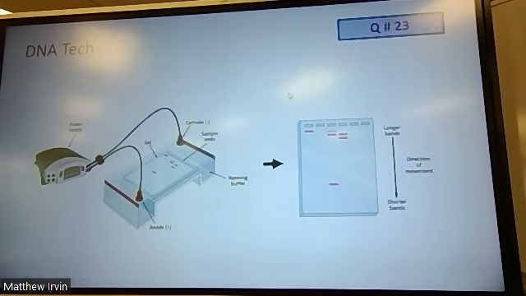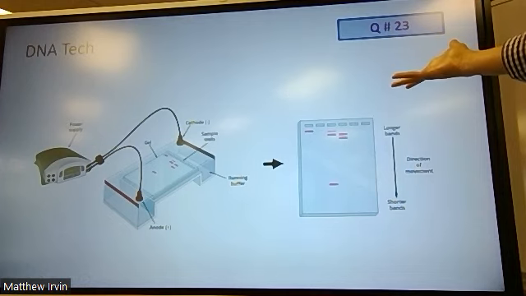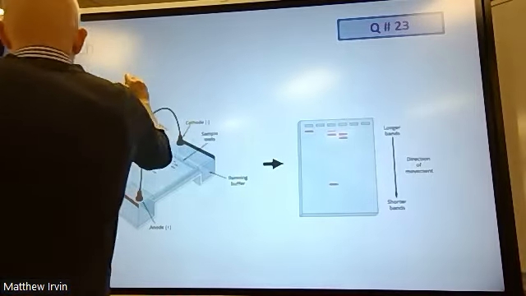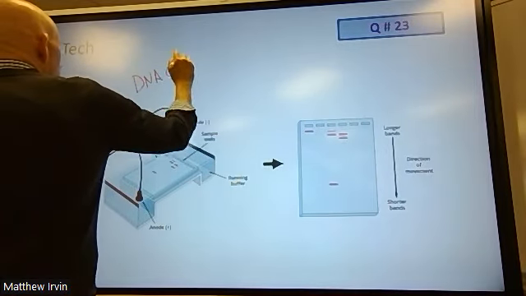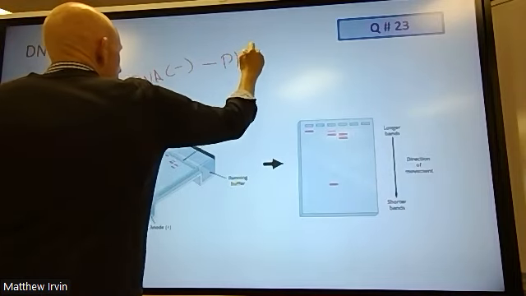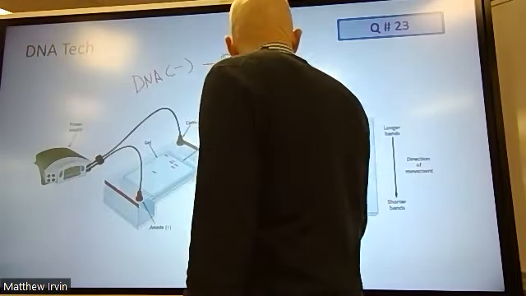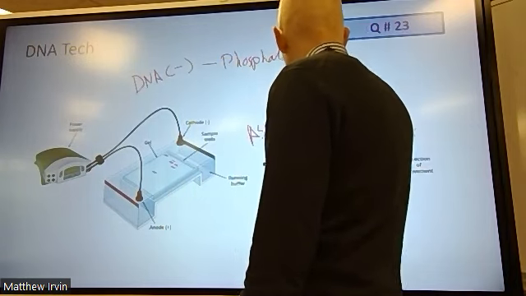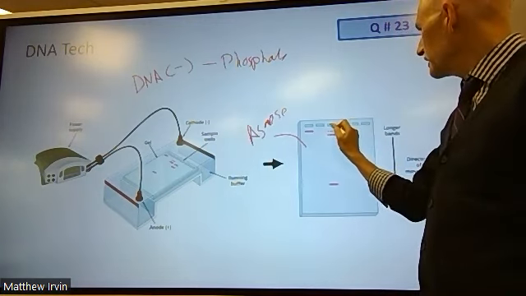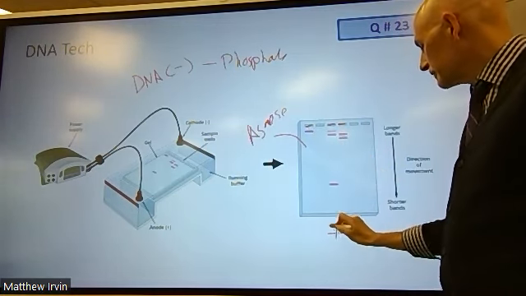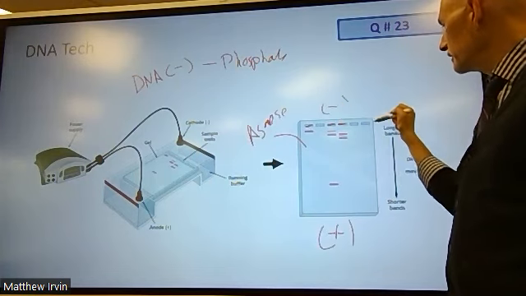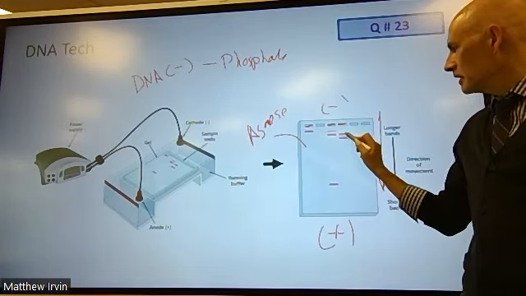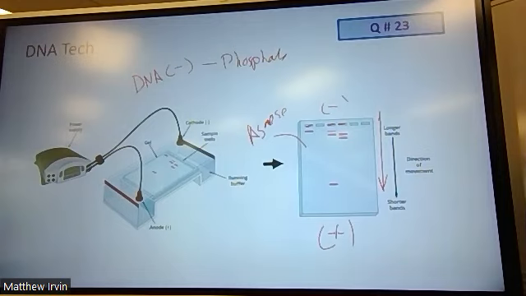All right, quick on DNA tech. Why does it work? DNA has a negative charge because of the phosphates. The gel is made of agarose. So we put our DNA in our wells. The positive electrode is down here, the negative is here. The electricity draws them, and these are the fragments that we use to analyze the DNA.